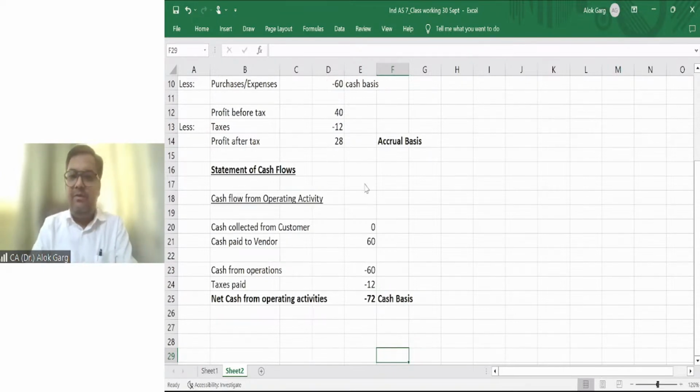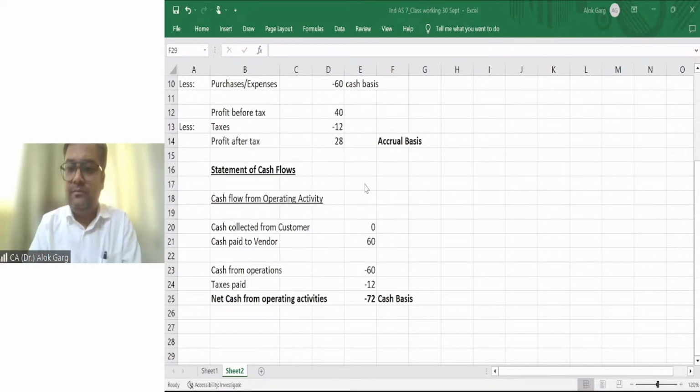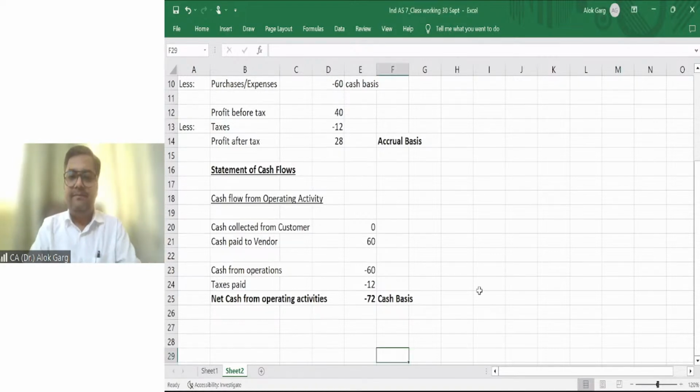I hope you guys are able to understand this thing. Is that clear, friends? Very good. I can see a lot of responses. Great. So you guys have understood the context of this cash flow statement. Now let's move on, guys.